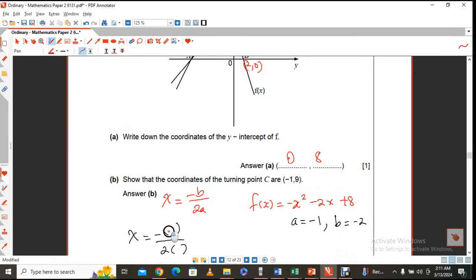Minus 2 over here and minus 1 over here. So this answer is positive 2 divided by -2. So the answer is -1. So that takes care of the x value.